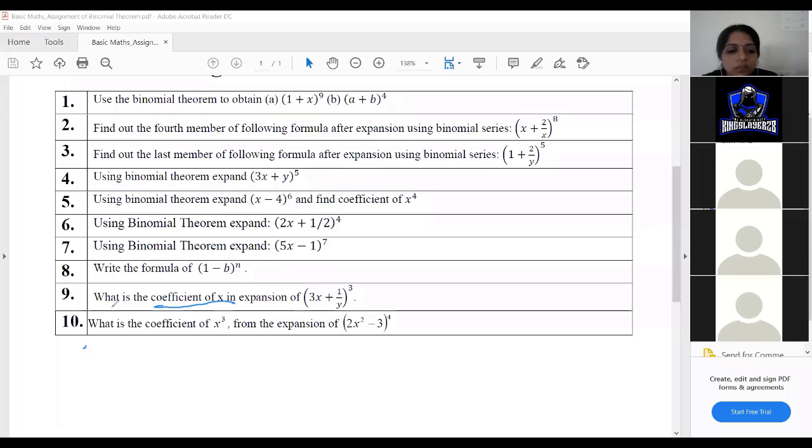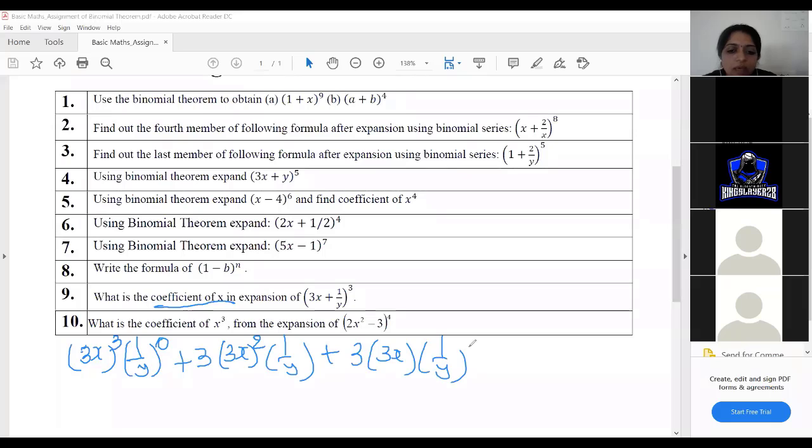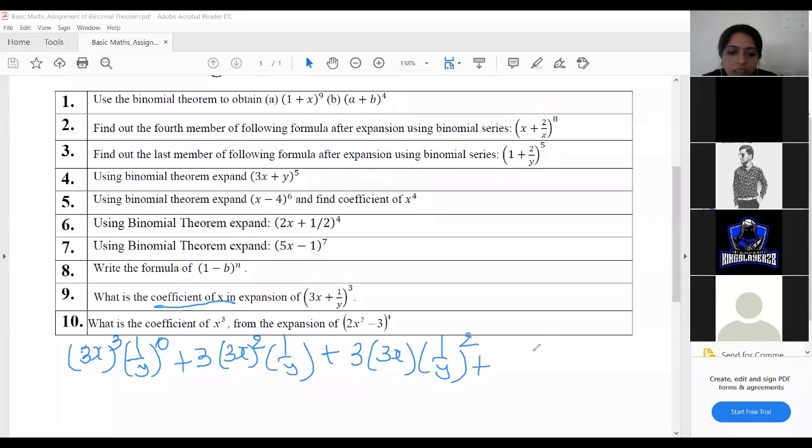Ma'am, 9 by 2 is coming. By 2? How? See, our first term is 3x whole cube, 27x cube, 1 upon y whole raised to 0. Then 3 into 3x square, 1 upon y, plus 3 into 3x, 1 upon y whole square, that is 9. And the last one is 3x raised to 0, 1 upon y whole cube.